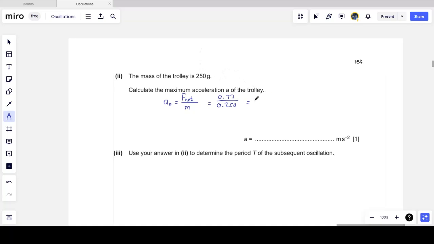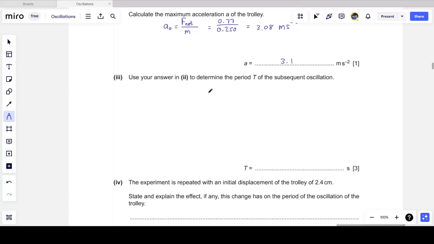And what I find is this should be 3.08 meters per second squared. To two significant figures, 3.1 meters per second squared. So fairly straightforward. I have to rearrange the equation for Newton's second law, take the net force, which is the maximum force, which will give rise to the maximum acceleration, divided by the mass, which in kilograms is 0.25, and I get an acceleration of 3.1 meters per second squared. We're then told to use the answer that we just calculated to find the period T of the subsequent oscillation.